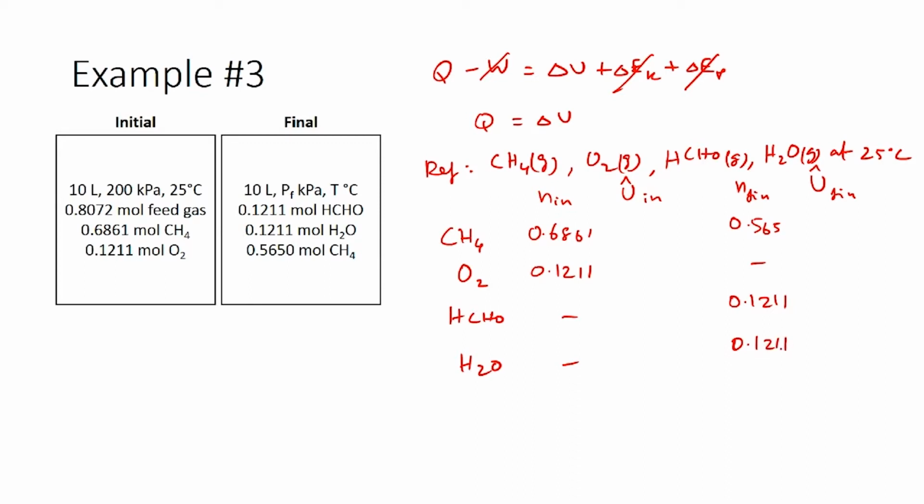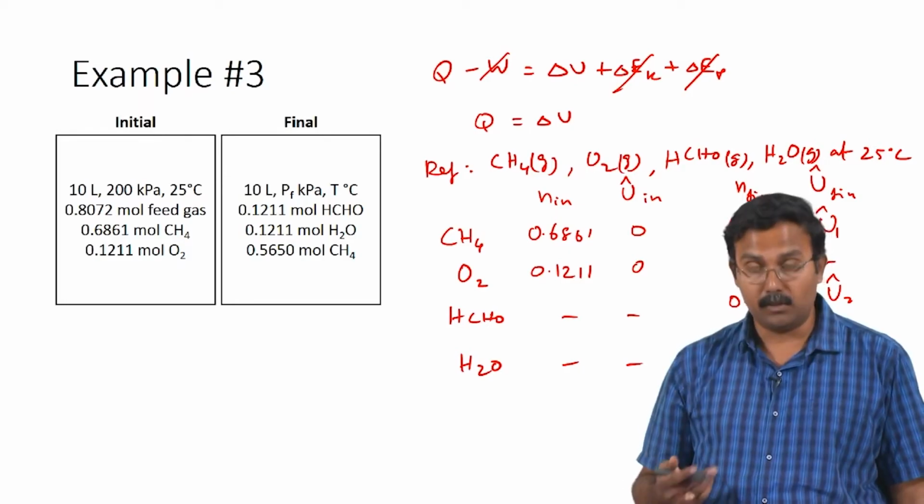formaldehyde and water. So, the initial condition is oxygen and methane at 25 degrees Celsius, which is the same as the reference state. So, the internal energy for these two would be 0 and for the final condition the temperature we have kept it as T. So, we will have to use some internal energy values for this. We will call this as U1 cap, U2 cap and U3 cap. So, we need to calculate U1, U2 and U3 to identify the temperature which we can reach, and we will have to perform these calculations using CV instead of CP.